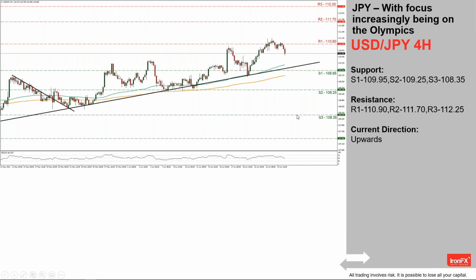To the downside, we highlight the 109.95. Lower than that would be the 109.25, which served the pair rather well, and that would be from the 7th until the 9th or 10th of June. Even lower than that would be the 108.35, which was provided practically at the beginning of our chart.